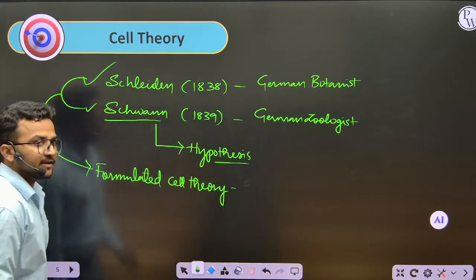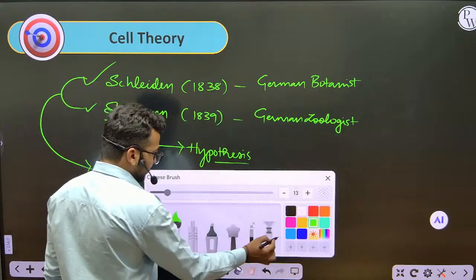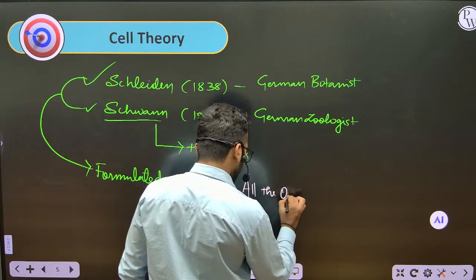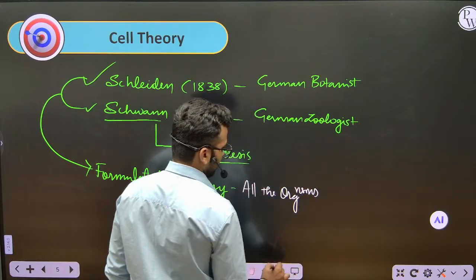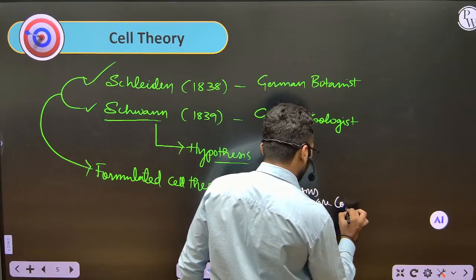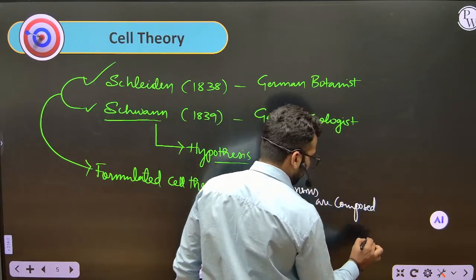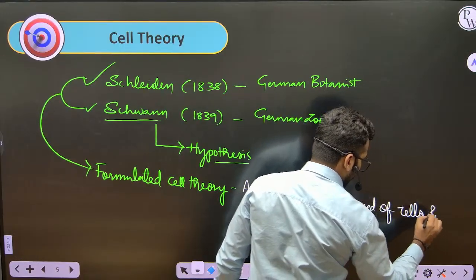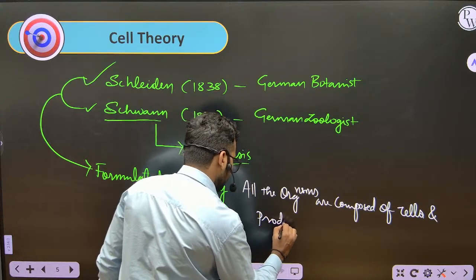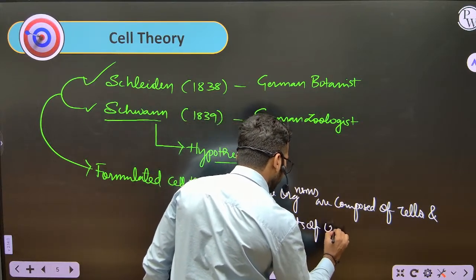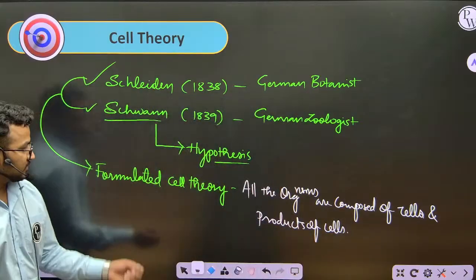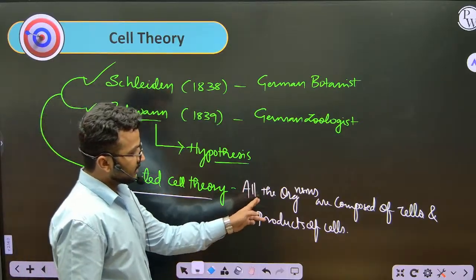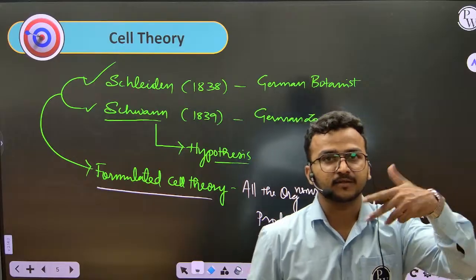Formulated cell theory in the sense of what they have given or what they added is that all the organisms are composed of, or made up of, cells and products of cells. So this is the formulated cell theory, which was given by Schleiden and Schwann together, that all the organisms are made up of cells and the products of cells.